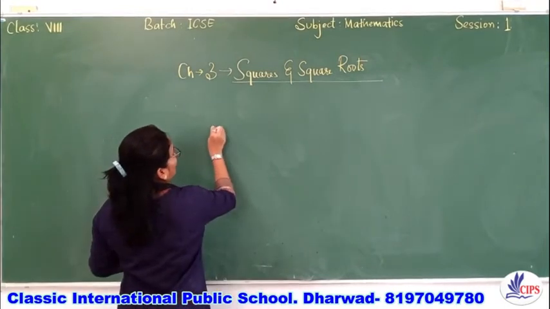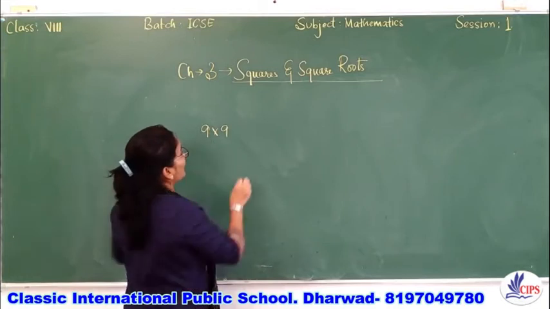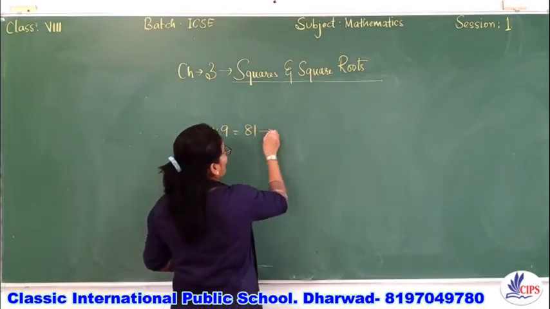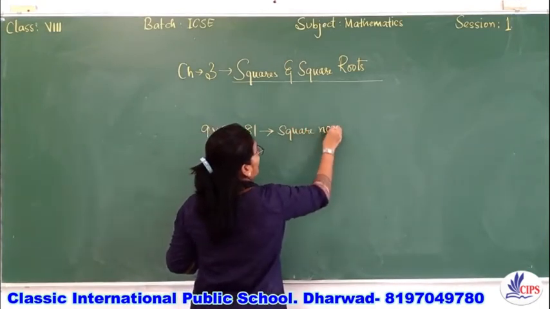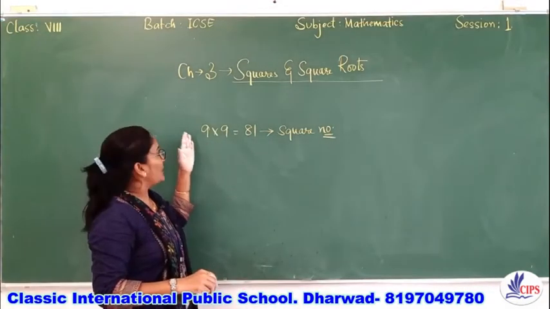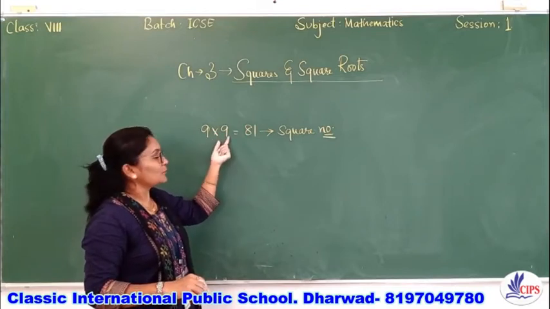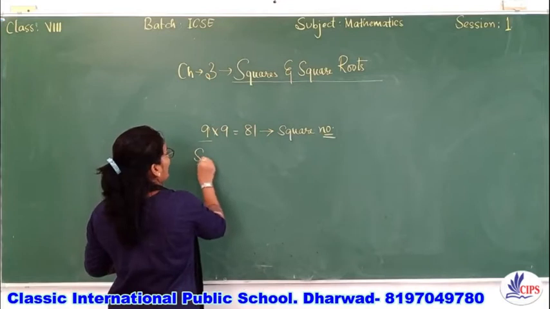Now when we multiply, like 9 into 9 I am multiplying. What is 9 into 9? It's 81. So this 81 is called a square number. What about this 9? So 9 is called the square root of 81. When you multiply 9 two times you get 81. So this 9 is called the square root.